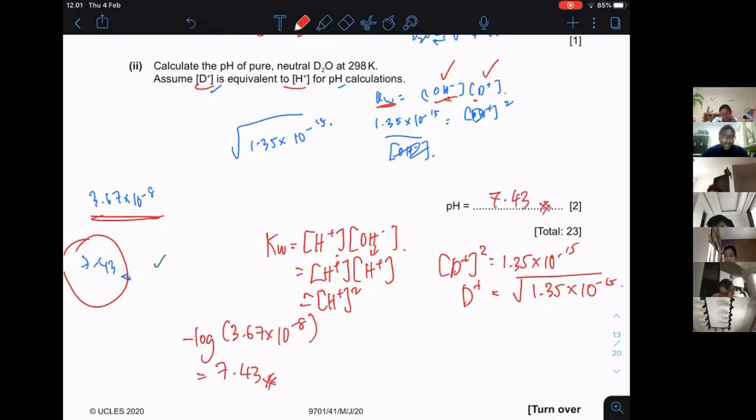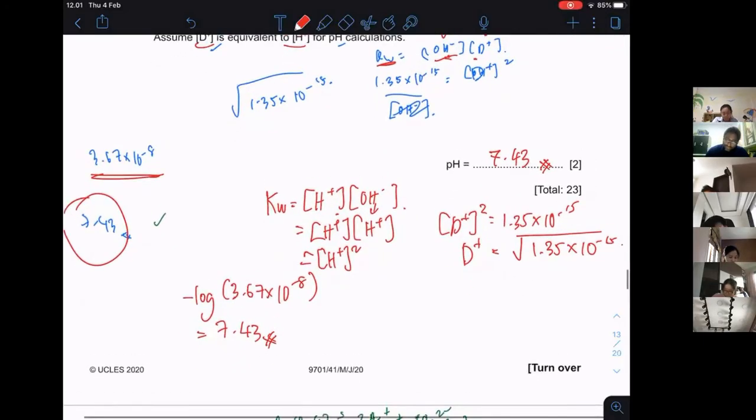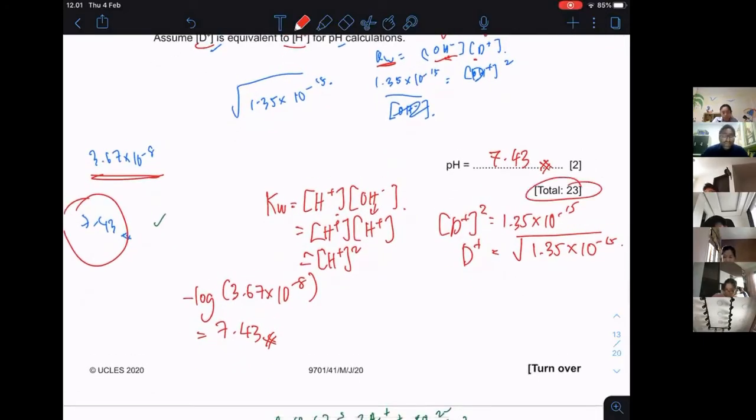Quite simple. Yeah, quite simple. This one is basically related to Kw equals H+ times OH-. Okay, they didn't ask you a difficult question over here. Total, have a look, 23 marks.